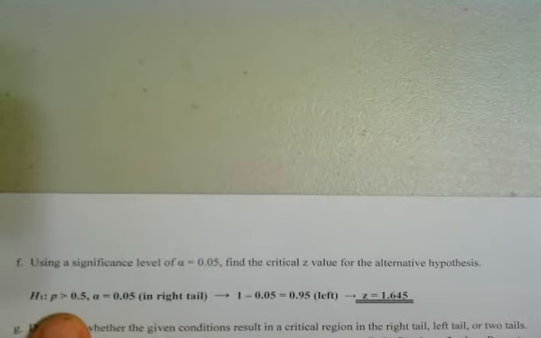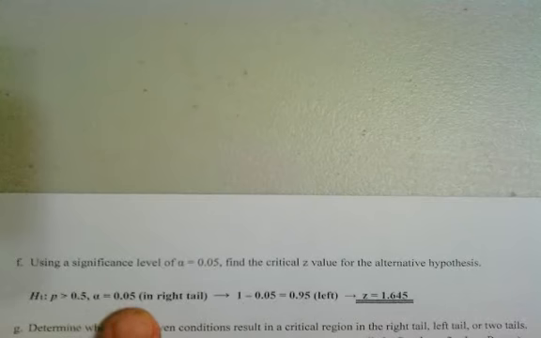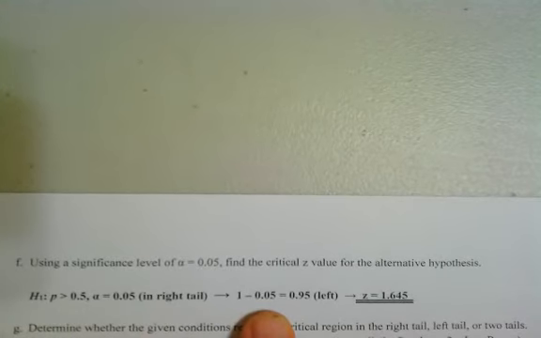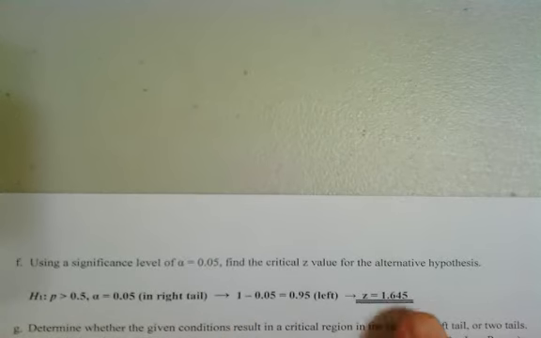By the way, if this had been p is less than 0.5 instead of greater than, then the alpha would have been 0.05 in the left tail. We wouldn't need to do this. We would just look up 0.05 in the left tail, which would still be 1.645, but now the z-score would be negative 1.645 because it's in the left tail.